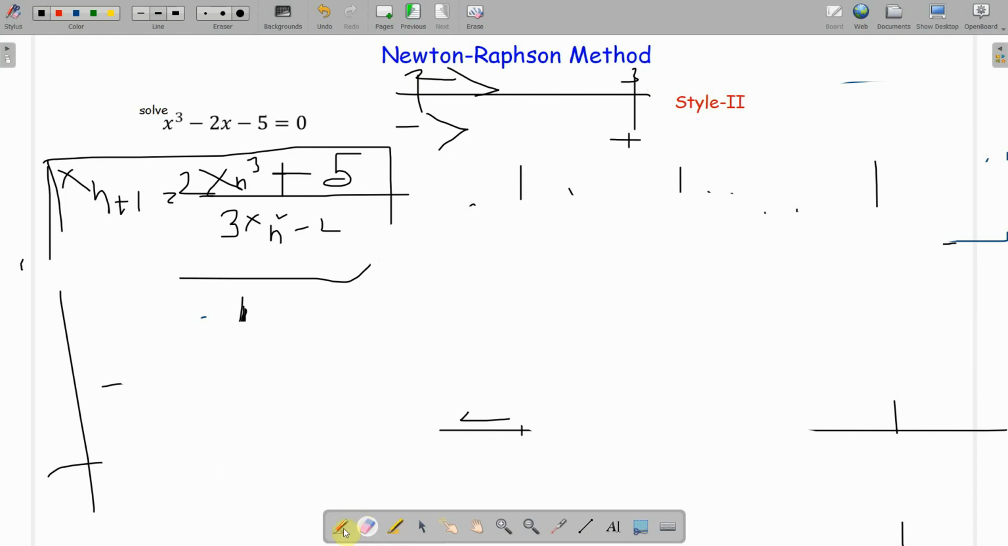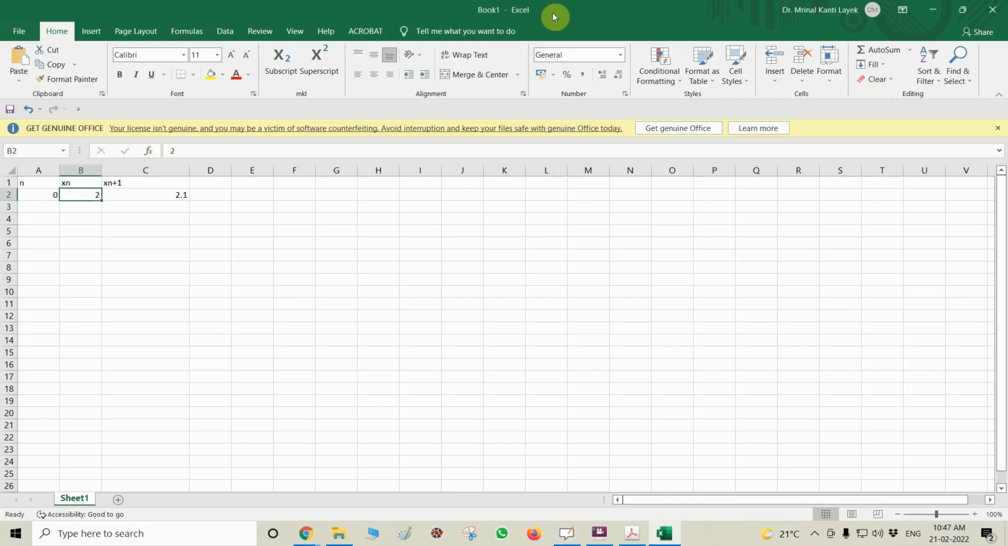Now tell me. So the first point you are getting is 2.1. Okay. The second point will be equal to this value.